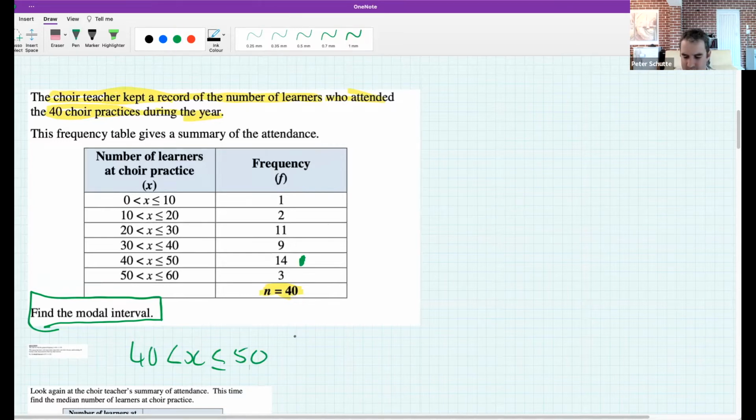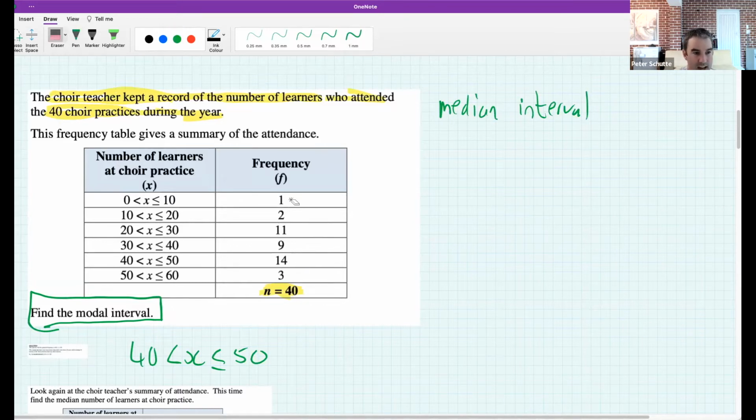Okay. So in some ways, grouped data is almost even easier than list data because it's just requiring you to read a little bit. But once you understand what's going on, it's quite straightforward. I want to modify the question now. I want you to tell me what is the median interval for this data set.